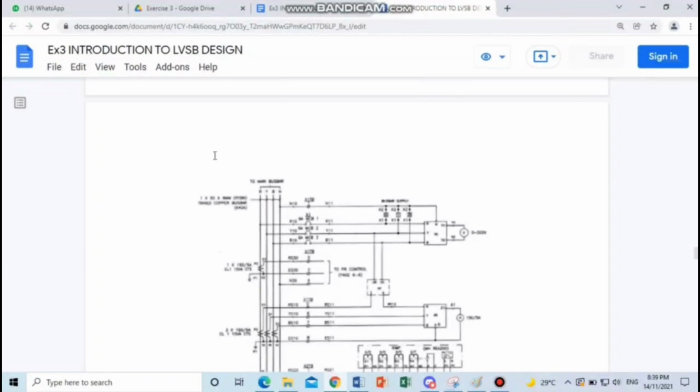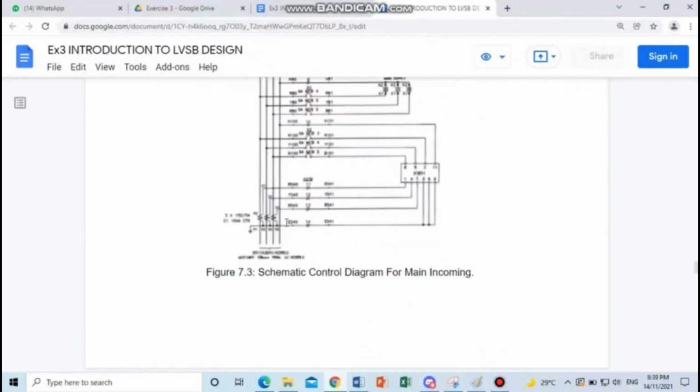Let's look at the first one. As we all know, this is the AC supply, and then we have 1, 2, 3, 4. The 4 means it is three phase, and we have the three lines because it is three phase.